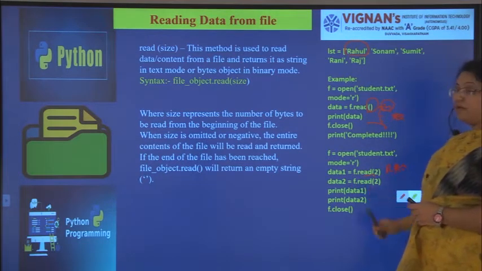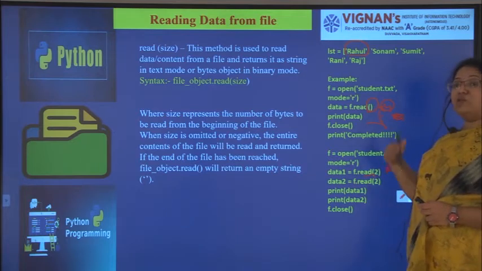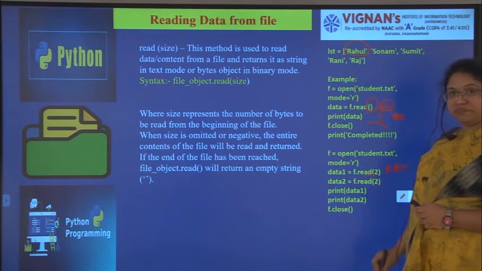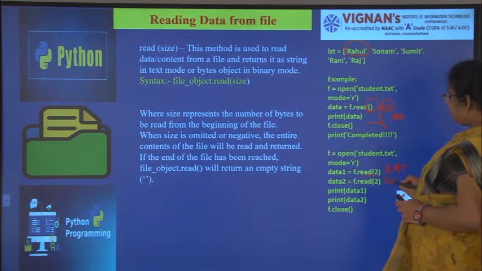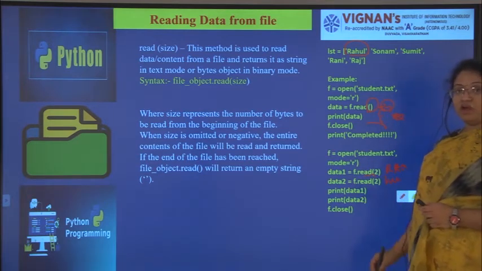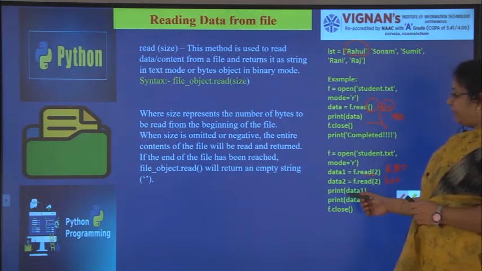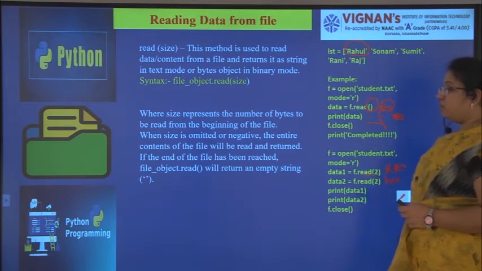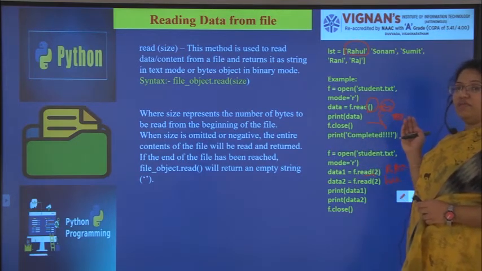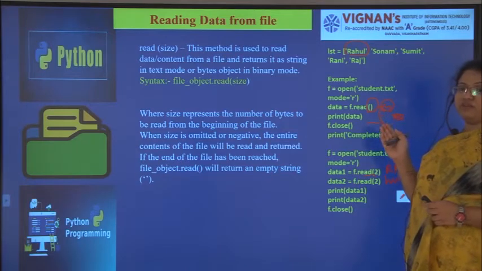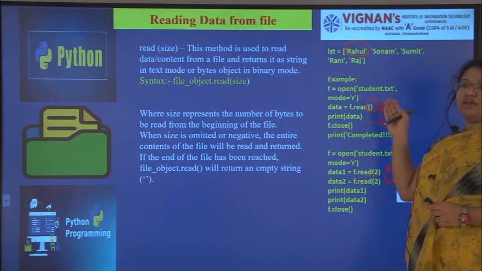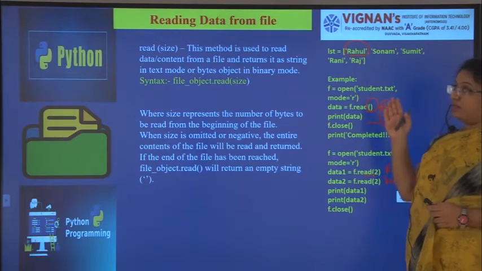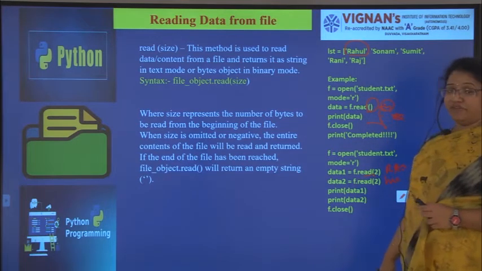Next, data2 is equal to f.read(2). The next two letters it is going to read. What are the next two letters present? HU. So it is going to read HU. Now if I print data1, RA will come, and if I print data2, it is going to print HU. So until the end of the file, it is going to read the values. If you don't mention any size, it reads everything; if you mention a size, only that many characters will be read. That is about reading data from a file.